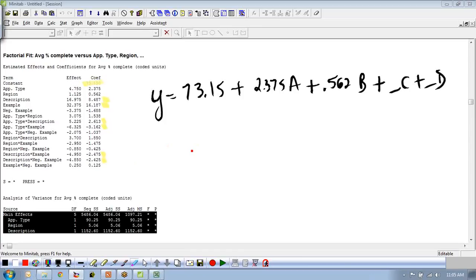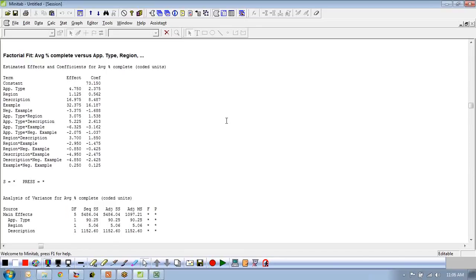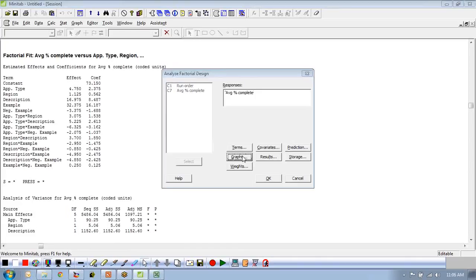saying, you know what? Those are really noise. Let's take them out of our model. So let's go ahead and do that, and I'll show you how to do that. To do that, we do a control E. Okay, and I'm just going to remind us by looking at the graphs. This time I'm just going to look at the Pareto.